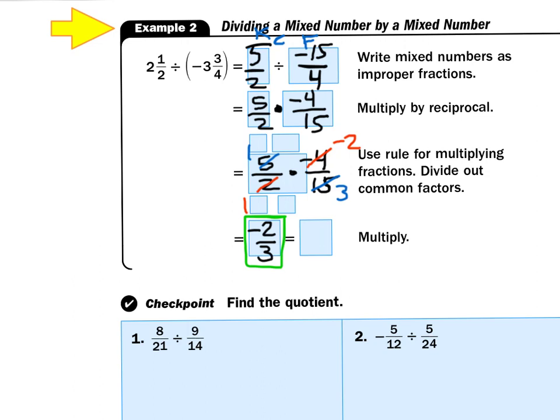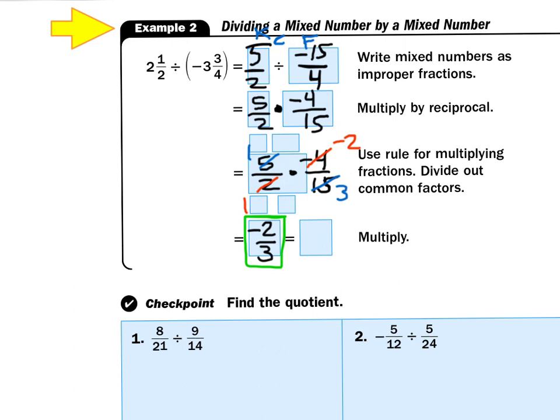And now look for ways to simplify or cross cancel. With the 2 and the negative 4, they have a common factor of 2. 5 and 15 has a common factor of 5. So I wrote it down here so you could see it. So 5 over 2 times negative 4 over 15. Now grab your red and divide by 2. 2 divided by 2 gives you 1. Negative 4 divided by 2 gives you negative 2.